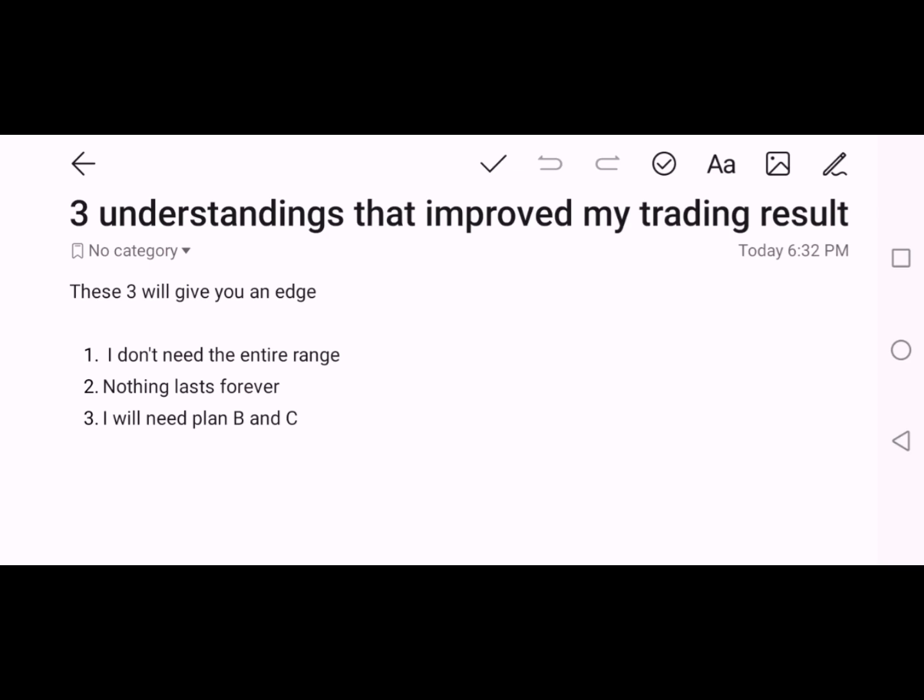It will depend on your taste, and on how you have backtested the market or the markets that you are trading, and you will know how you're going to approach your money management strategy. And second to that is nothing lasts forever. Trust me, market conditions are always changing.